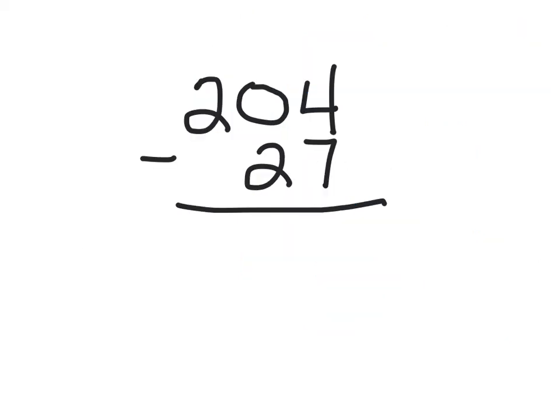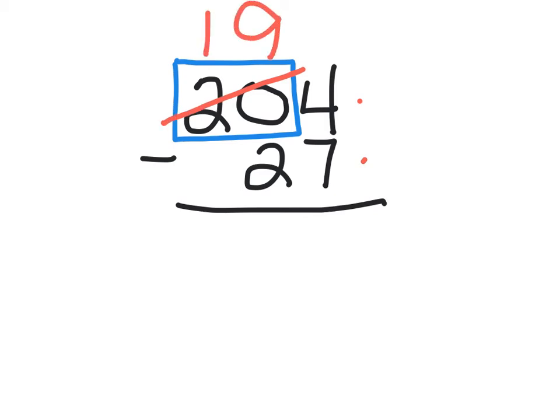Let's try another one. Now let's do the same thing with 204. I'm going to say we have 20 tens and 4 ones. I'm going to start over here by looking at my ones. 4 minus 7. Oh, can't do that. Let's take one of these 20 tens away, and now I only have 19. And this 4 gets 10 more, so now I have 14 over here. Now we've got 14 minus 7 equals 7.